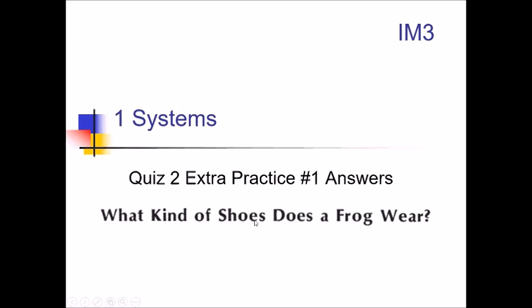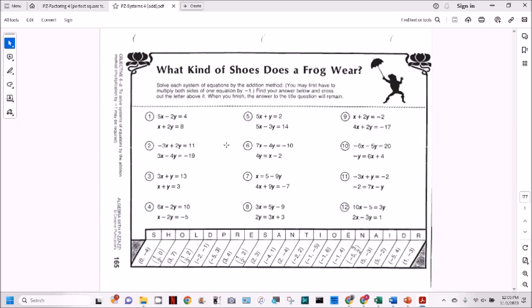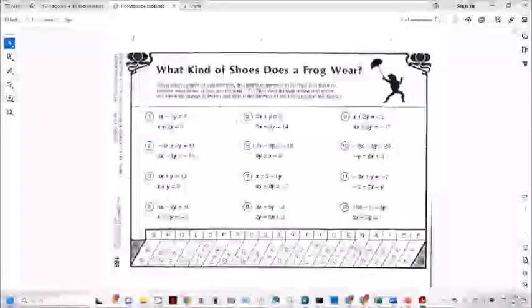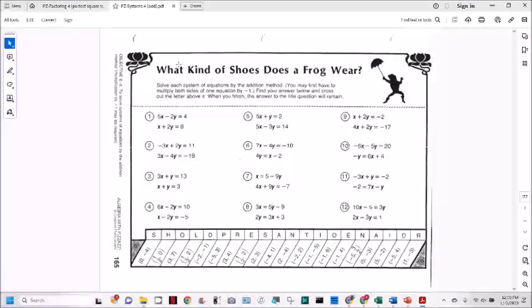This one goes with a puzzle. Let me show you the puzzle. So here's the puzzle for this particular solution set. We have a riddle. What kind of shoes does a frog wear?